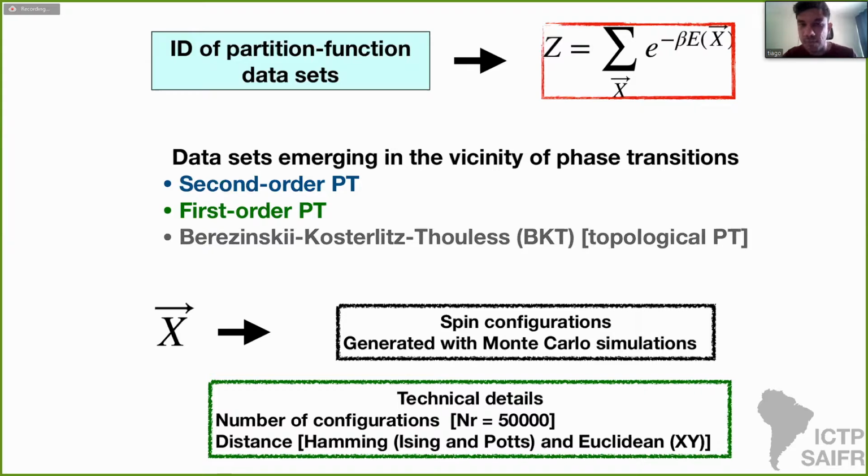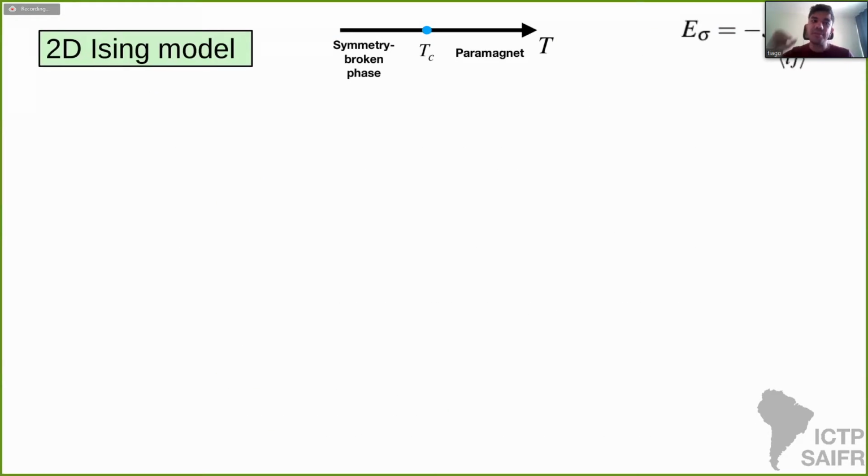Okay, so basically what I did was to study different kinds of classical phase transitions. I use my Monte Carlo and generate about 50,000 configurations at a given temperature, and then I compute the intrinsic dimension of these configurations. So this is what we did. Let me start with the simplest model, the 2D Ising model.